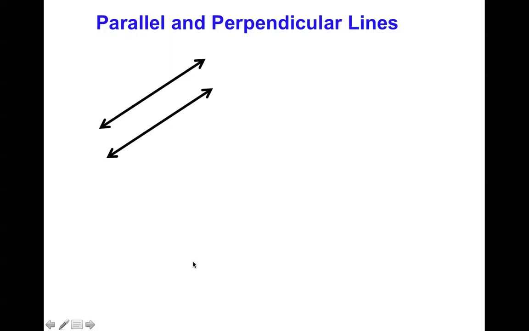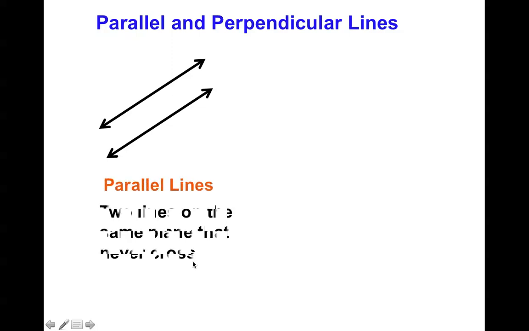So, parallel lines. Parallel lines are two lines that are on the same plane and they will never, ever cross. One of the common signals for parallel lines is to put a couple of arrows on them. Sorry, I couldn't make those any smaller.